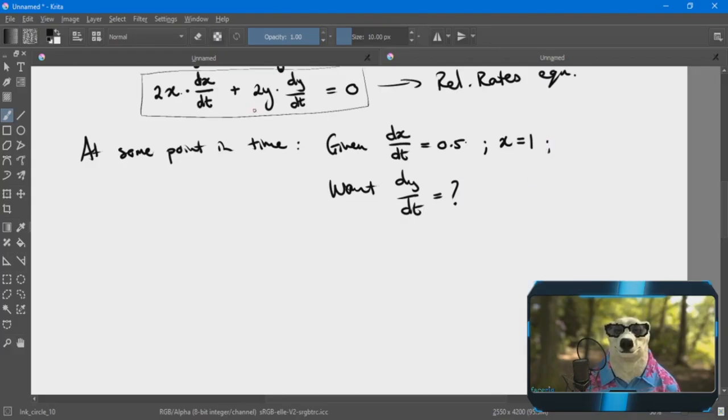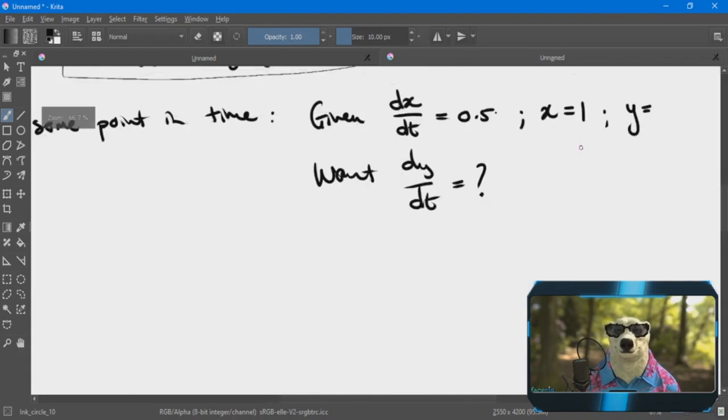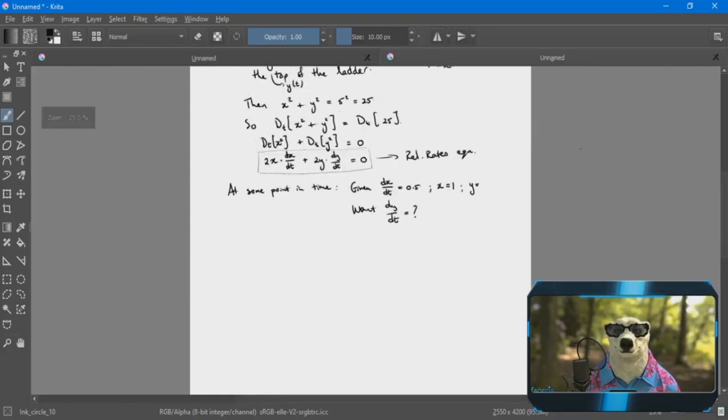Now, in my related rates equation in the box here, I'm going to have numbers for everything except the thing I want. And I don't have a value for y yet. I need to find it. How can I find the value for y? Let's zoom out. Not in, out.